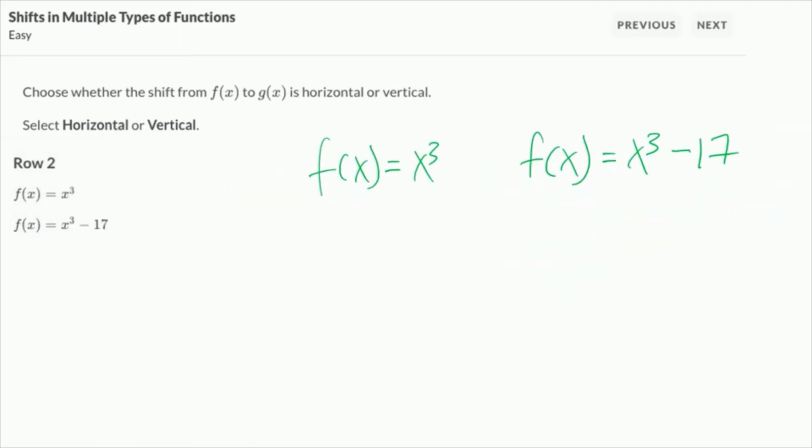Here we have f of x equals x cubed and g of x equals x cubed minus 17. Notice how nothing happens to the x, but there is a minus 17 on the outside of x cubed. So that means this shift is a vertical shift.